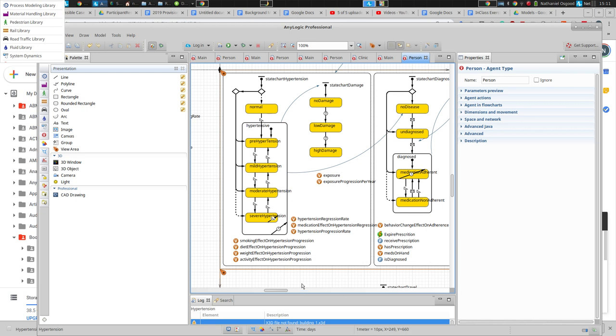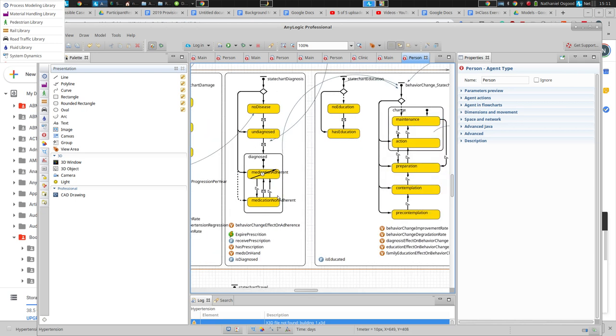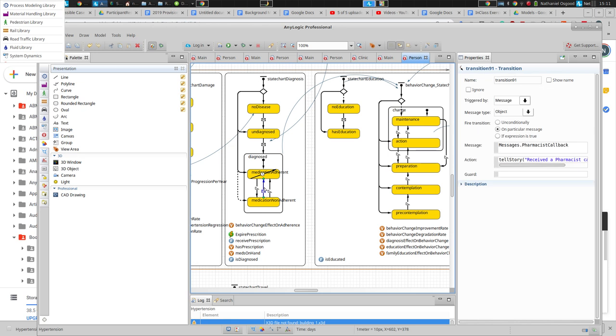Good question. The final type of transition I started to speak about. Anyone remember what this little envelope thing is? Message. Yeah, it's a message transition. It basically is an indication that somewhere else in the model, something is saying, you will switch to a medication adherent state, or you will become diagnosed. And often that's an indication that another agent's involved, or another state chart's involved.